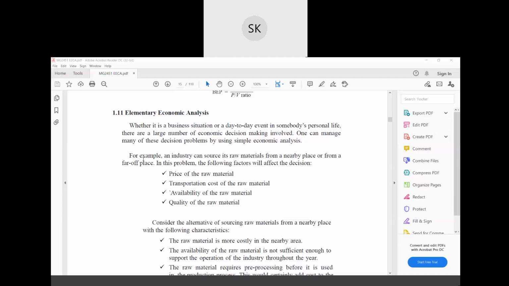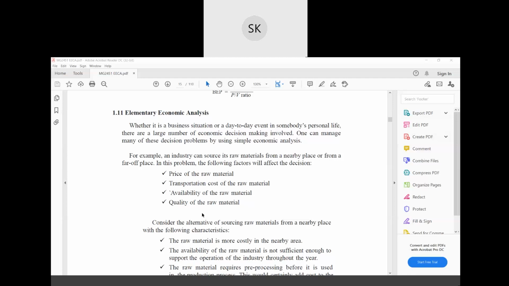So in this problem, the following factors will affect the decision. First, the price of the raw material. We will obviously compare the price, the transportation cost, and whether it will be available throughout the year or not. Suppose I'm a businessman, the owner of an industry, and I need to produce chocolate. For preparing those chocolates, will I get the raw material throughout the year, or whenever I need it, will it be available or not?